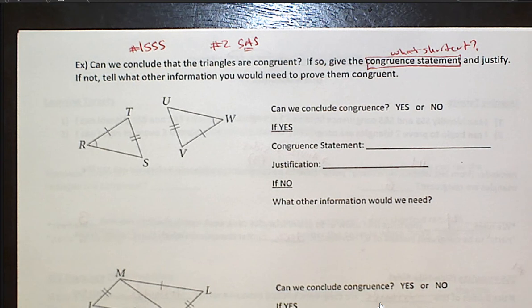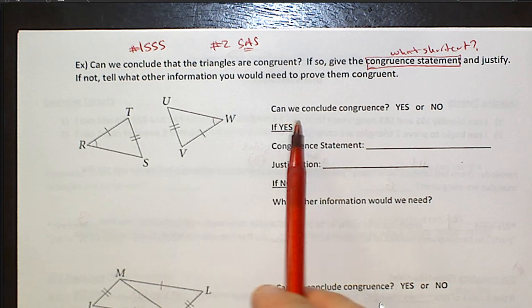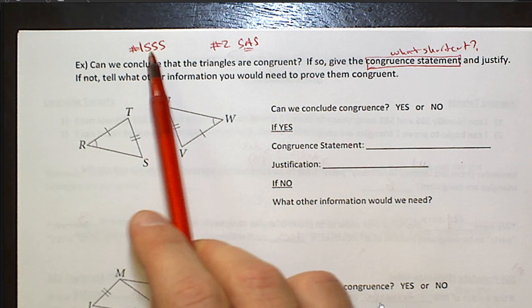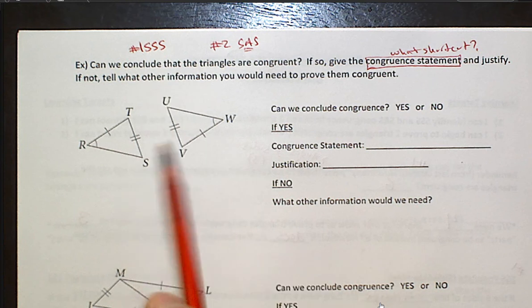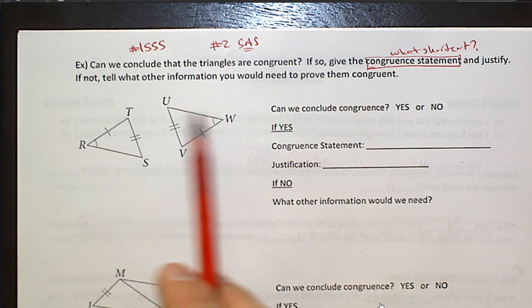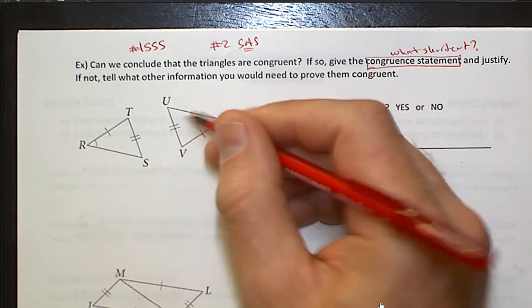All right, so let's take a look here. Can we conclude that these two triangles are congruent? So let's take a look at them. Well, based on our shortcuts and based on what we talked about, to say SSS, we'd need all three sides. Well, notice RS does not have a tick mark on it, and neither does UW. Now, a lot of students are going to just want to mark it. Well, you can't do that.